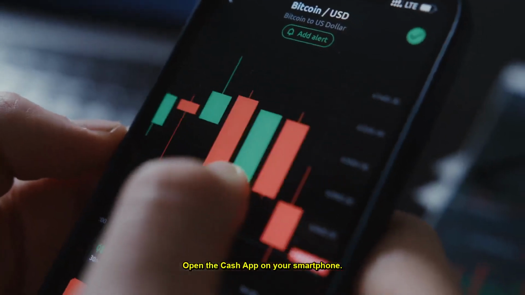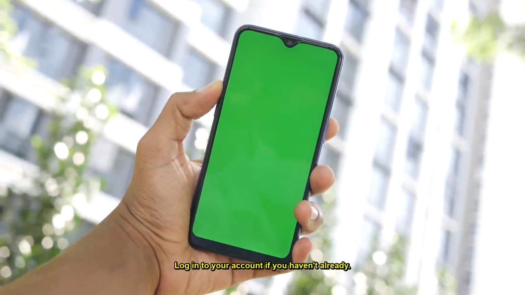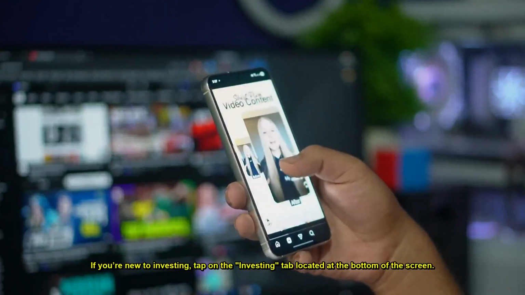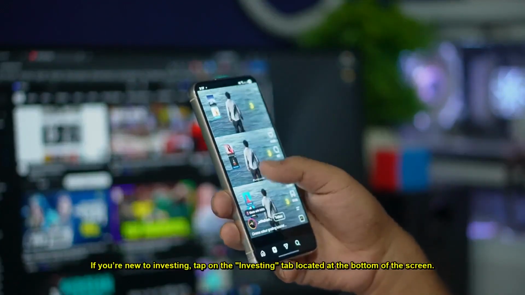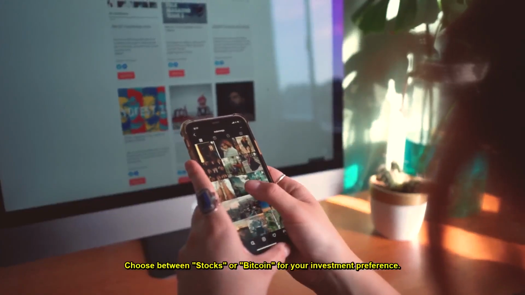Open the Cash App on your smartphone. Log into your account if you haven't already. If you're new to investing, tap on the Investing tab located at the bottom of the screen. Choose between stocks or Bitcoin for your investment preference.